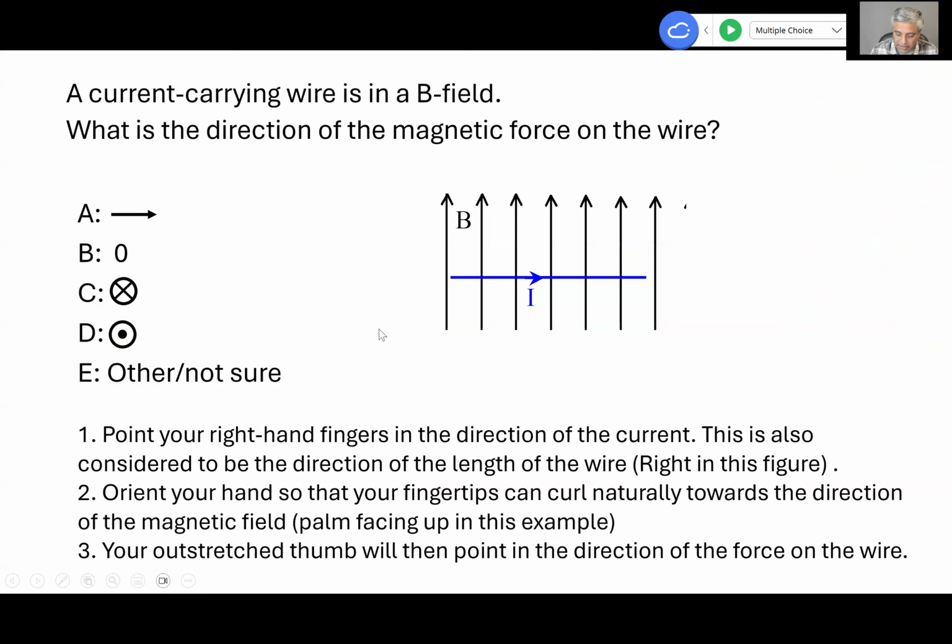Okay, great. So now here I have basically written those things here. And here is one more exercise for you. This cross means going into the page. Dot means coming out of the page. Here, this is going to the top of the page. And this is going to the right. Current is going to the right. Okay, so with that, I'll give you a minute to work on this.